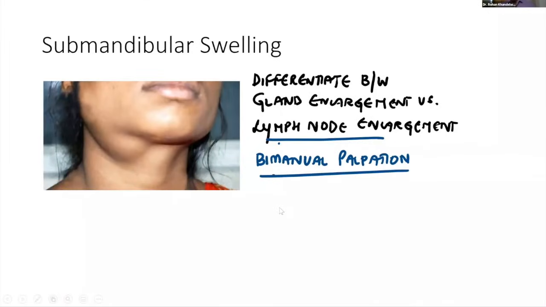Submandibular gland, the question which was asked, a beautiful question which was asked in your exam.